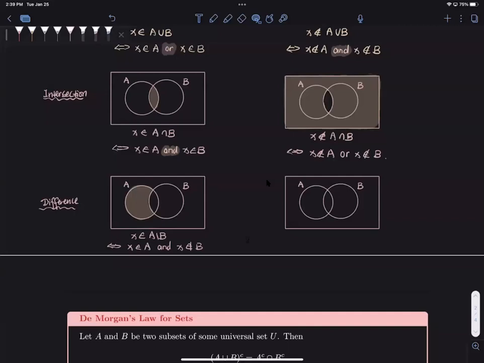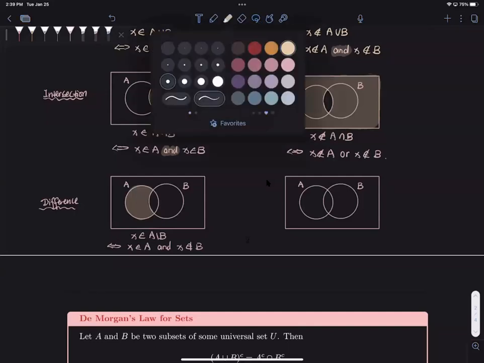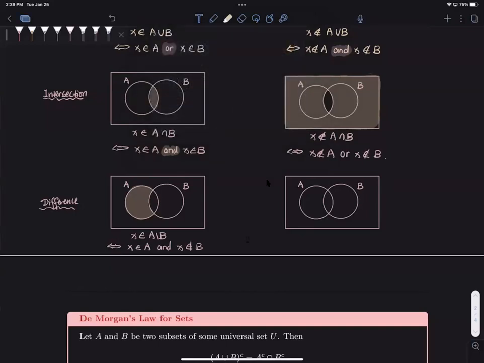What happens if we let it not be in A minus B? So that's going to be everywhere except the highlighted part. So it's going to be something like this.